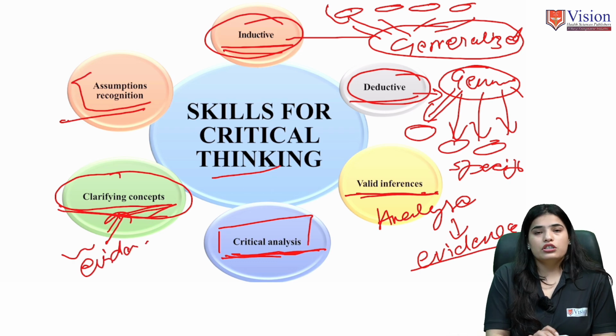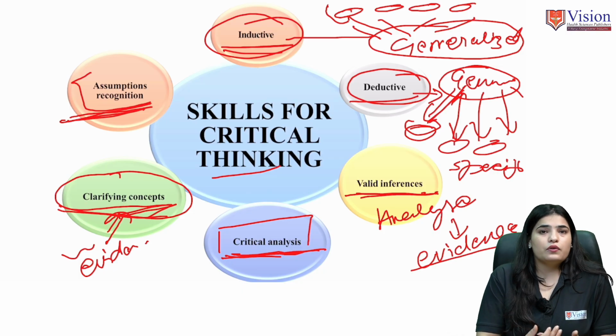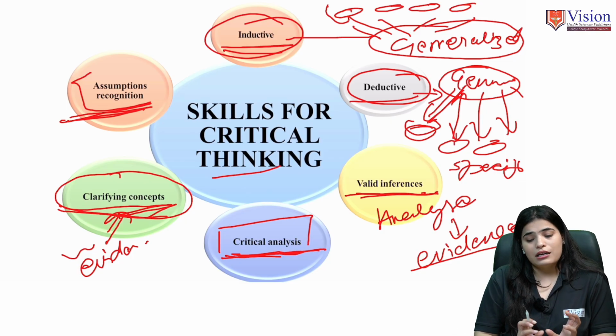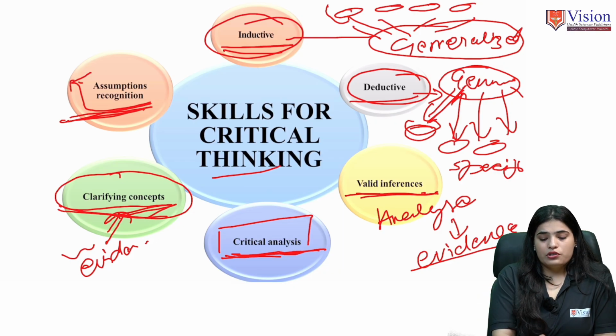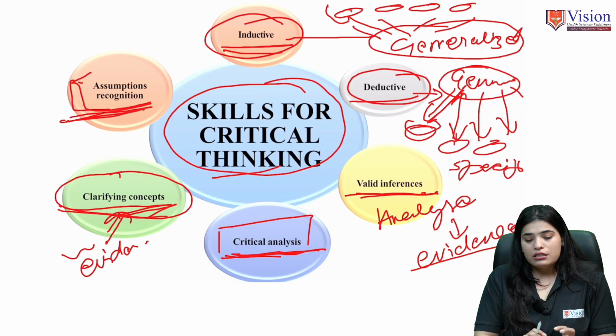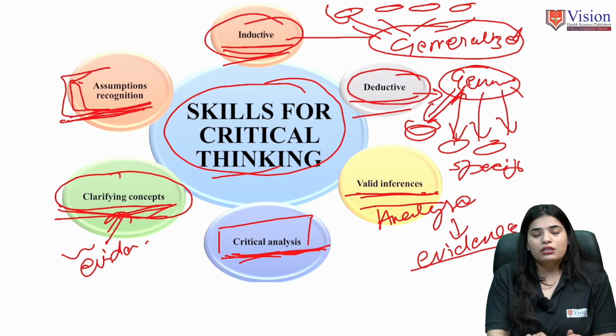Next is assumption recognition. We will make an assumption like, because of this particular thing this happened, but there should be proper recognition of that assumption, with proper evidence for it. Whatever assumptions we make should be backed up by evidence or by inference results. So that is assumption recognition. These are the skills that should be with a nurse to help in critical thinking: inductive, deductive, valid inferences, critical analysis, clarifying the concepts, and assumption recognition.